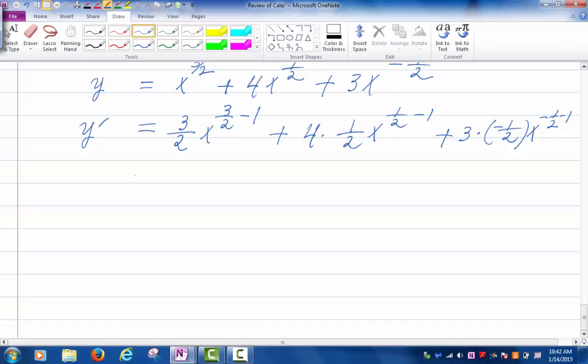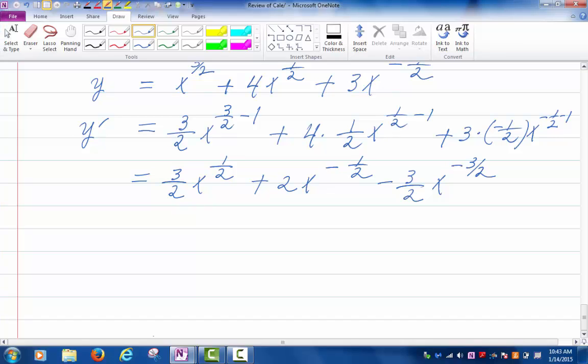Alright, at the end, what am I getting? I am getting 3/2 x to the half plus 2 x to the negative half minus 3/2 x to the negative 3/2. Okay, you guys agree with that?